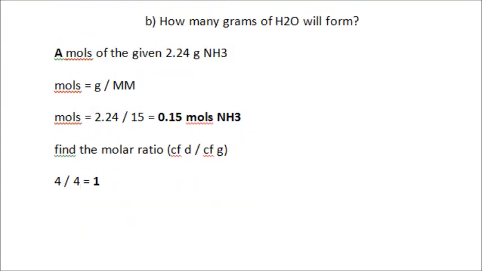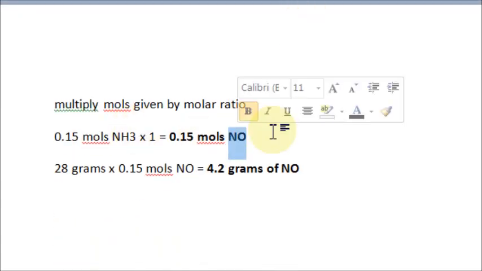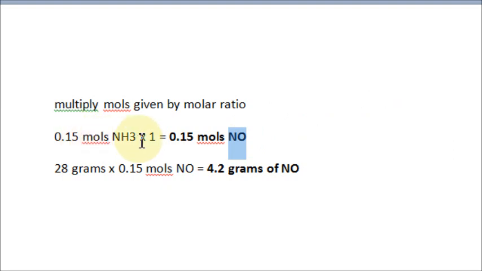Let's just take a quick recap. We found moles of given, we found a molar ratio, we found moles of desired by multiplying given by molar ratio, and then we found grams of desired by multiplying moles of desired by molecular mass. And that's how it's done.